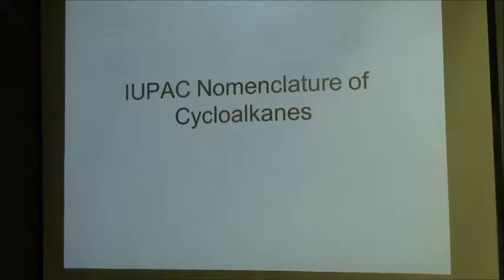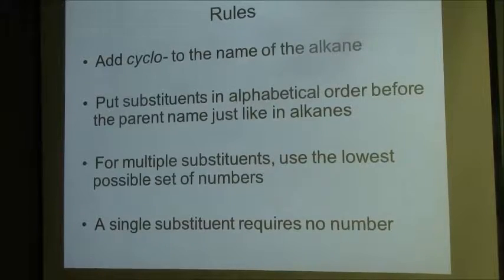In today's video, we're going to be discussing how we name cycloalkanes. In other words, alkanes that are in rings. So, what we're going to do is use the cyclo prefix, meaning that it's a ring, and then our substituents will be in alphabetical order, just like we did with linear straight chain alkanes. If we have more than one substituent, we want to number them so that the lowest numbers are used. And if you've only got one substituent, you don't need to put a number because it's assumed that that substituent is on carbon number 1.